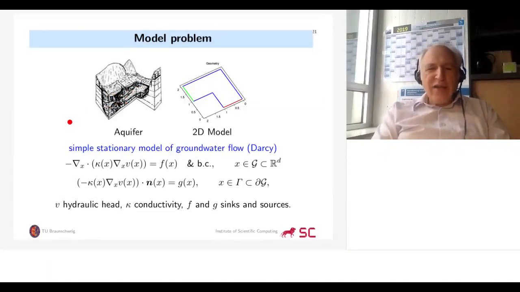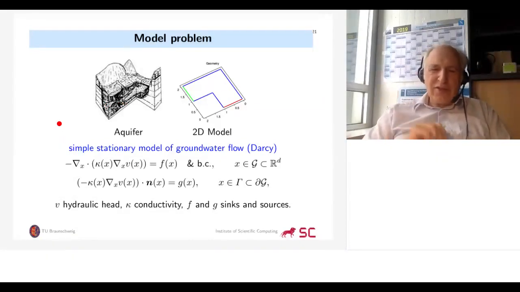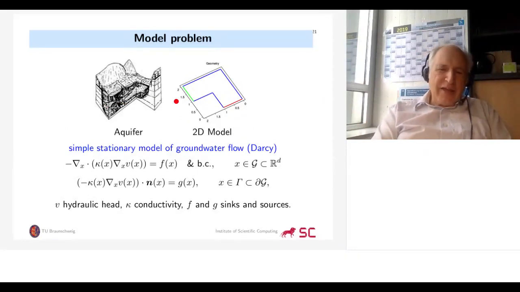Typically, aquifers have a much bigger extension in the horizontal than in the vertical, so we can just average over the vertical and make a two-dimensional model. So we make a model on this domain. We want to look at this aquifer. We made it an L-shaped domain because this picture looked like this. The simplest kind of approximation here is what's called Darcy's equation. We talk about V, which is the hydraulic head, the pressure actually. The gradient of the pressure drives the flow. So the gradient of the pressure multiplied with the conductivity, which I call kappa here, is the flow.